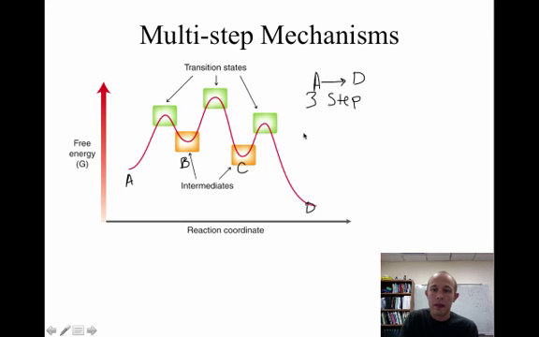So for each step in a mechanism, we're going to have a transition state. So the peaks of each potential energy diagram are your transition states. And for each peak, that means that we have a step. So this is a 3-step reaction. Each trough is either going to be a reactant, a product, or an intermediate.